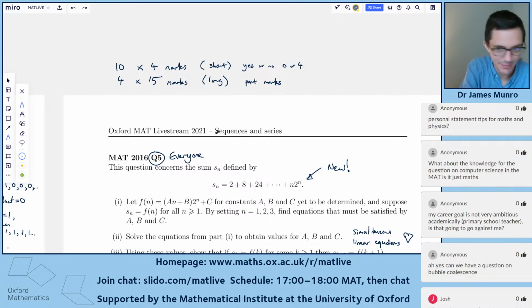Maths and physics personal statement plans: tell us why you want to study this, tell us how you're preparing for it and why you'd be a good student on the course. I'm getting better at that.